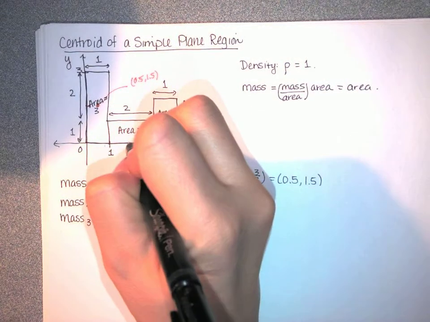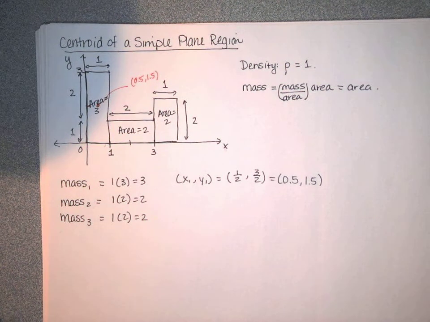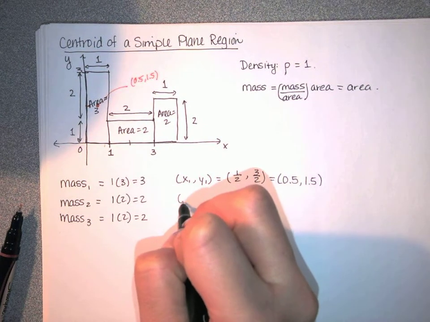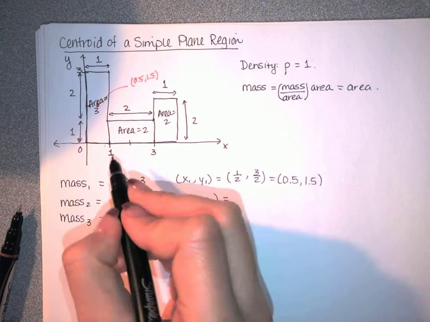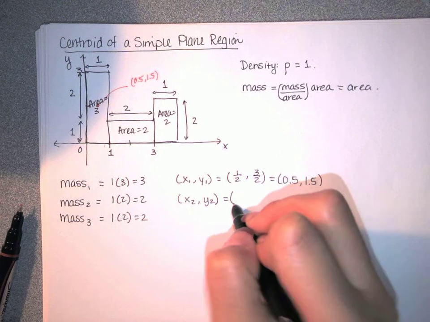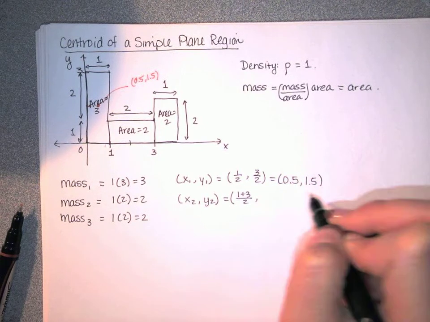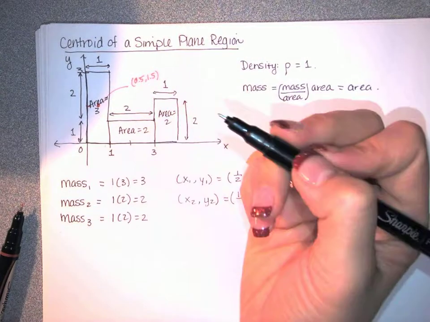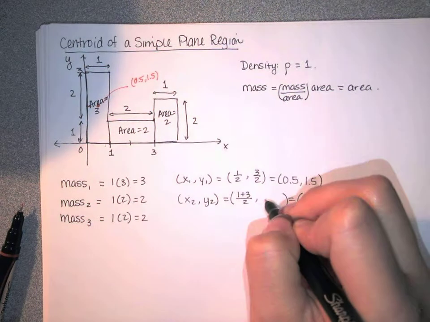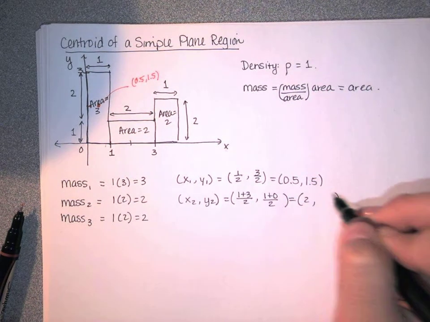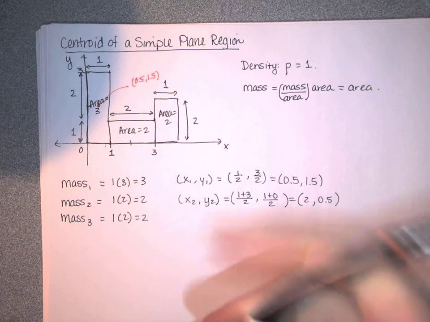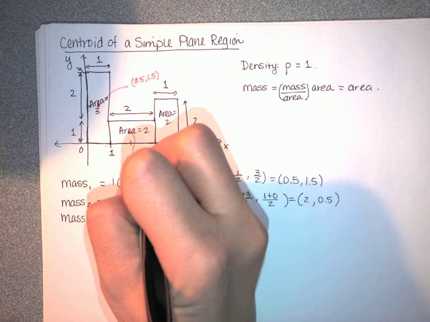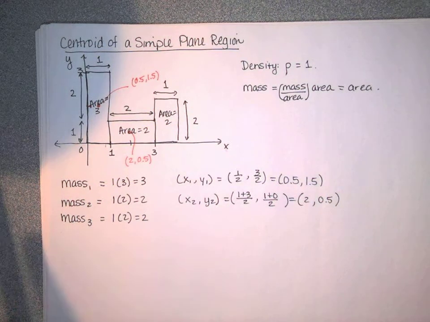Now here, the center of mass is going to be halfway between 1 and 3. That's the x-coordinate anyway. Halfway between 1 and 3 is 2, or you could just take the average x value. 1 plus 3 divided by 2 is going to give you 2. Does that make sense? And the average y value, well, y is going from 0 to 1, so we're going to add 1 and 0 and divide by 2, and you get 1/2. So the center of mass for this piece is 2 and 1/2.